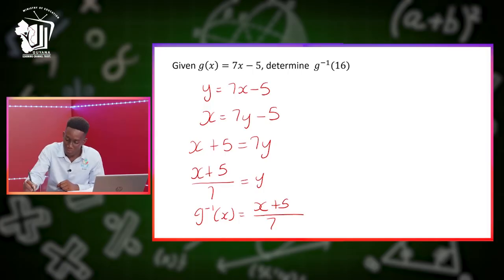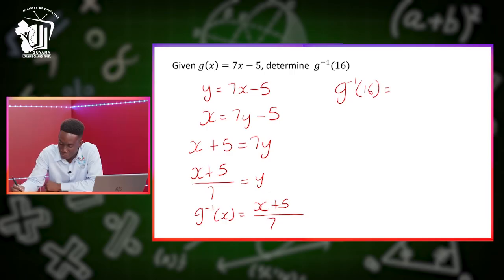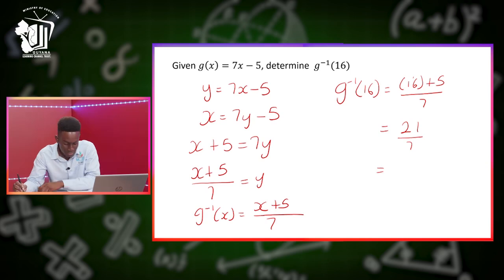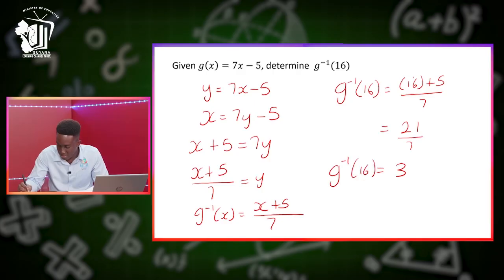So what we will do, we will substitute 16 in the inverse function. So we will now have g inverse of 16 is equal to, instead of x plus 5, we replace x with 16. So this will be 16 plus 5 all divided by 7. So 16 plus 5 would give me 21 divided by 7. So 21 divided by 7 would give us 3. So g inverse of 16 is equal to 3.